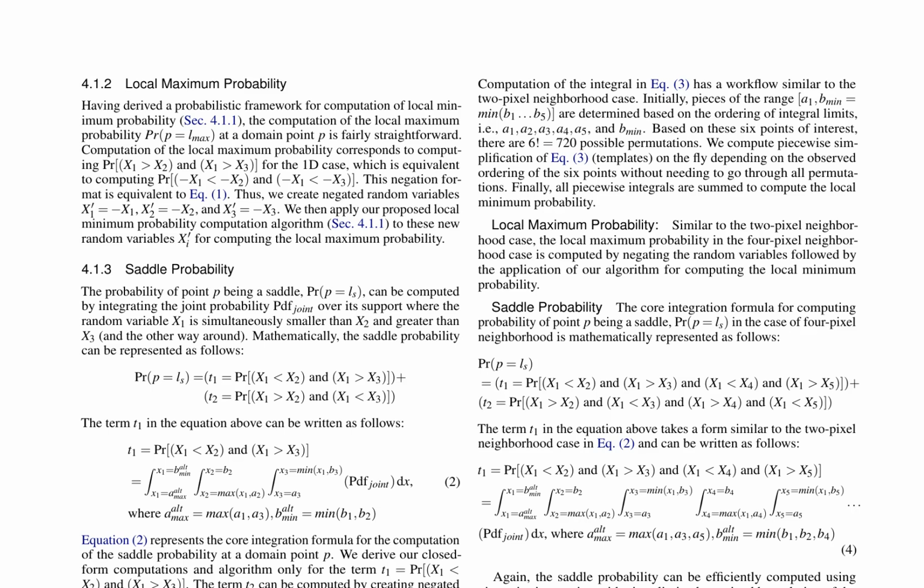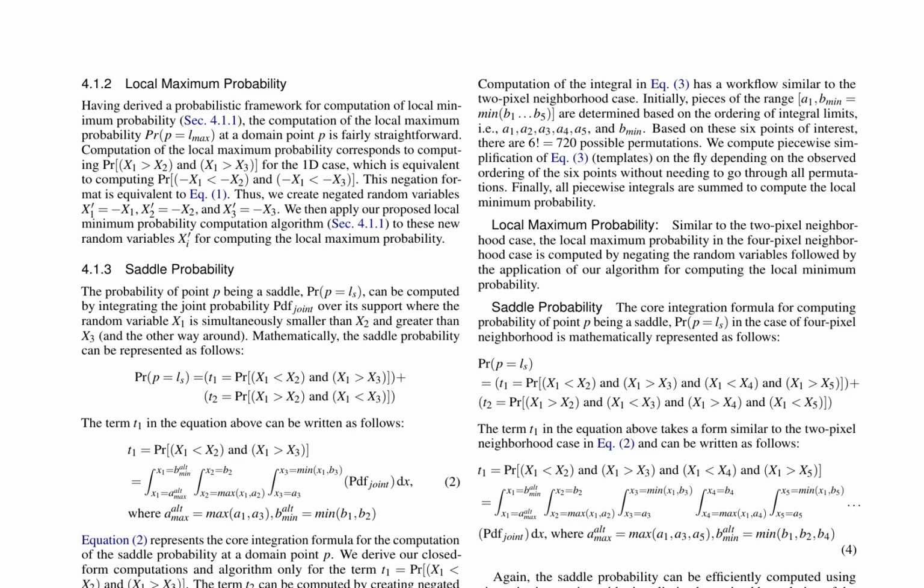In the context of a probabilistic framework for computing local minima and maxima, the computation of local maximum probability, saddle probability, and critical point probability is crucial. Local maximum probability is determined by negating the random variables and applying the algorithm for computing local minimum probability.